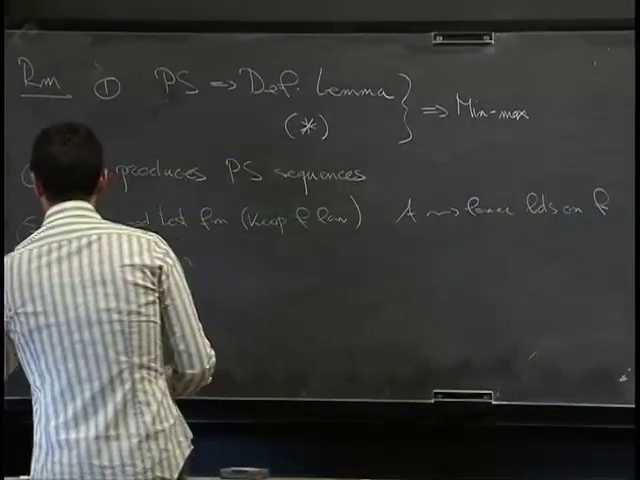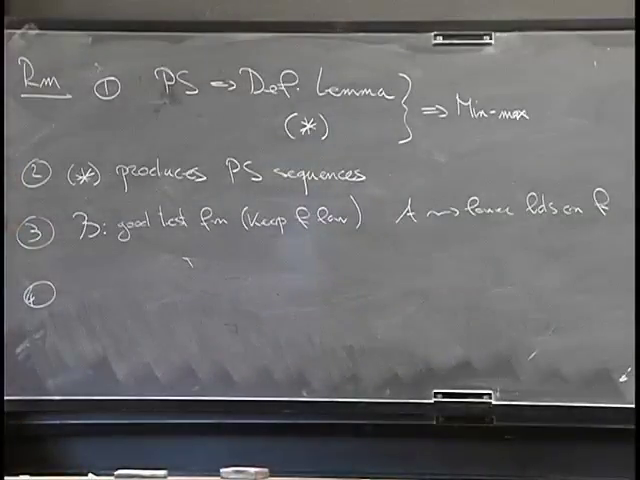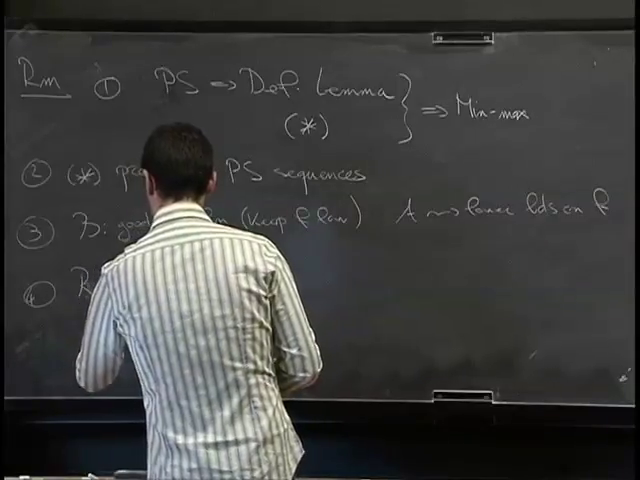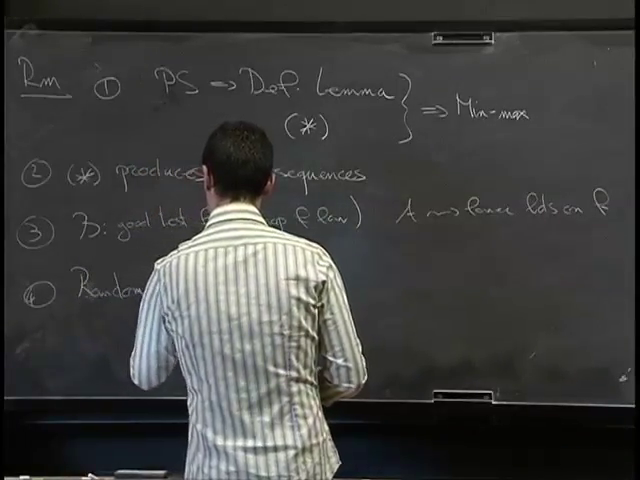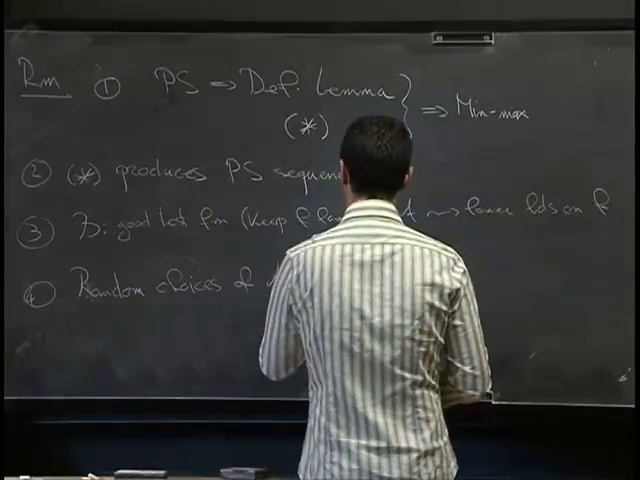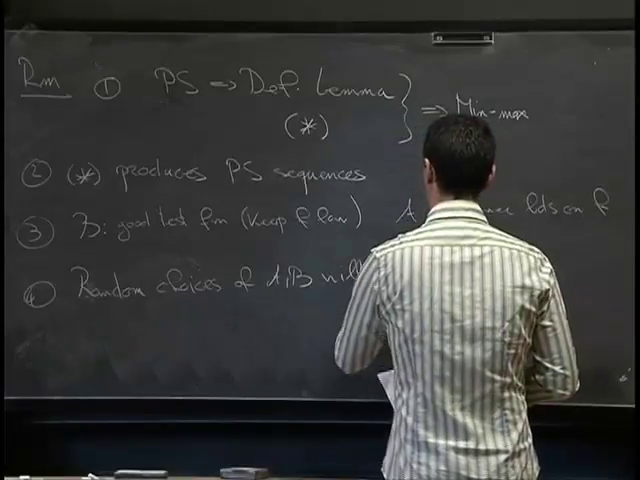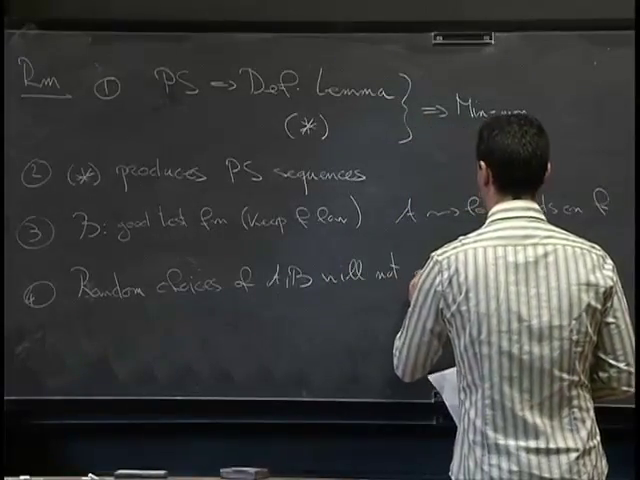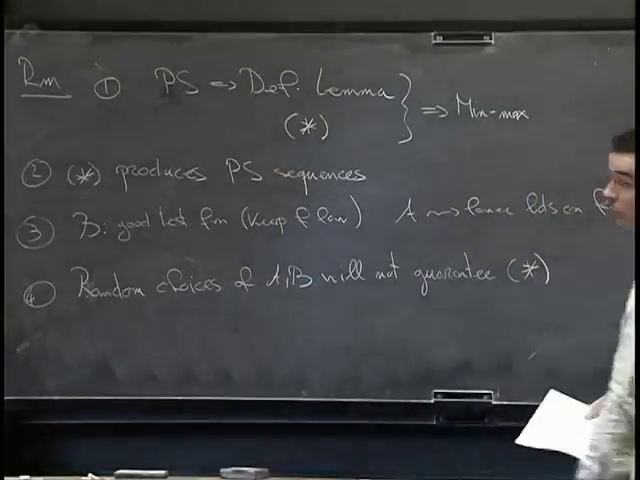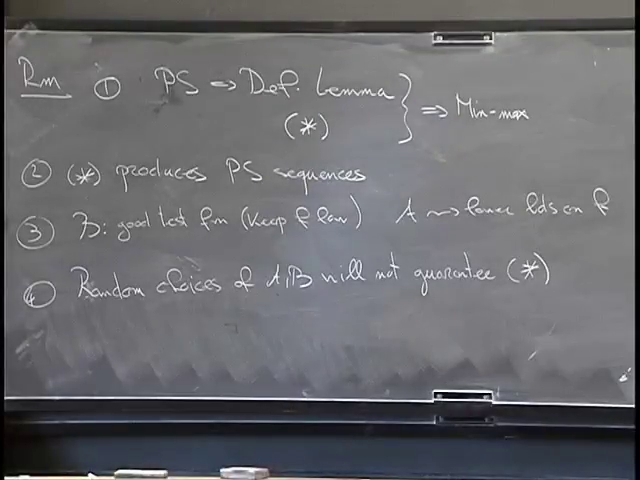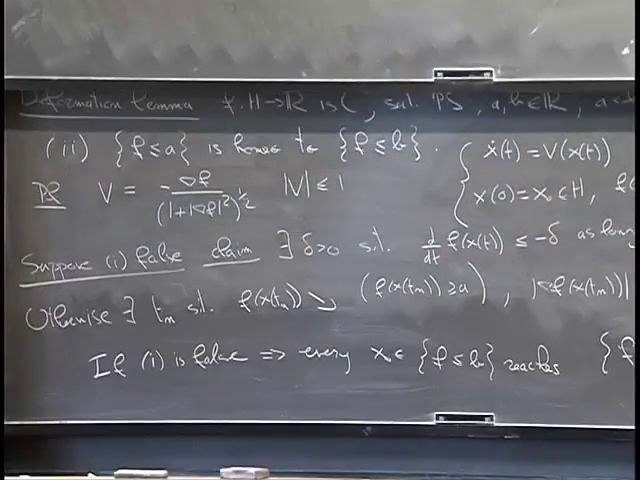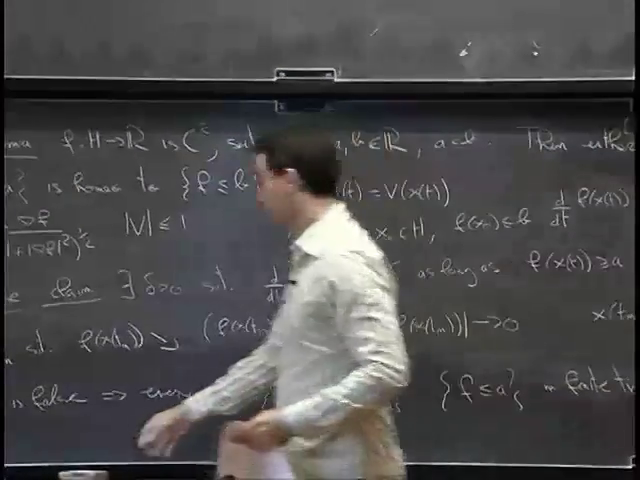The fourth remark, which is kind of important, is that random choices of A and B will not guarantee this condition star. The choice of A and B depends on the specific problem. So let me give you an example.